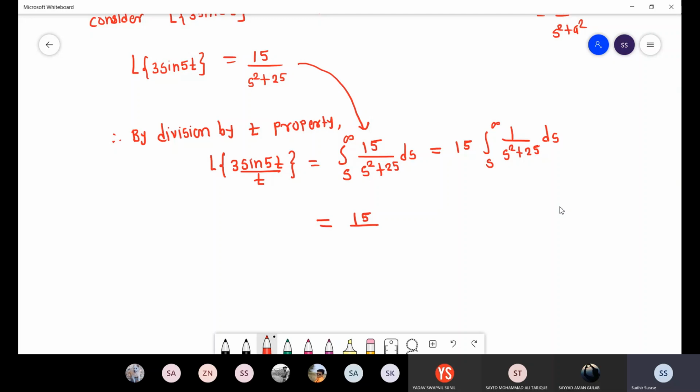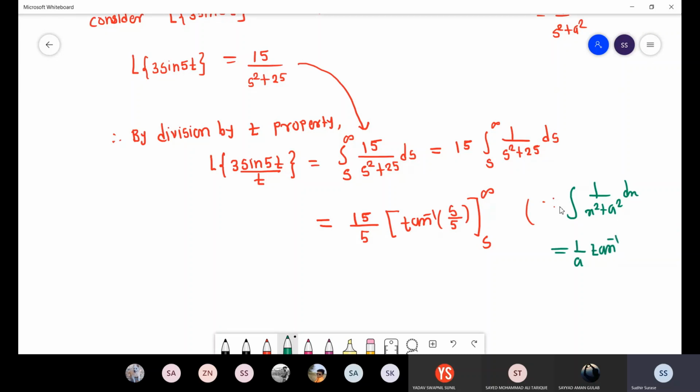Let me remind you of that formula. 1 upon 5 here we have, and inside we have tan inverse s upon 5, with limits s to infinity. The formula that we are using here is the integral of 1 upon x square plus a square dx, which is nothing but 1 upon a tan inverse x upon a. Here in place of x we have s, and in place of a square we have 5 square. So the value of a is nothing but 5.